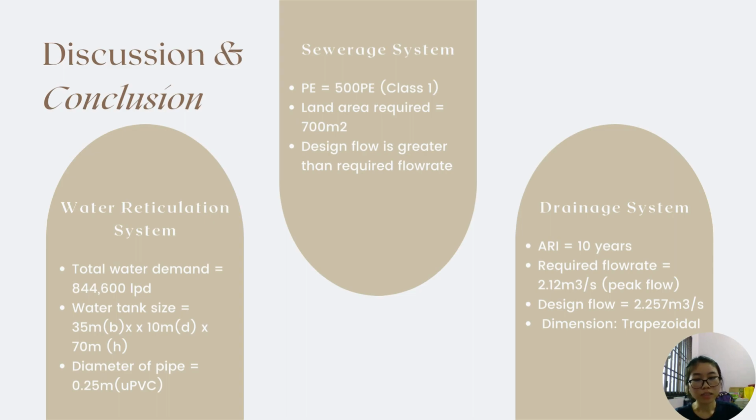For the drainage system, the composite drain used in the design is a 10-year ARI minor system. So the design flow for the composite drain is 2.12 meter cube per second for the peak flow. The composite drain is built up of two materials, concrete and stone. The proposed dimensions have been explained earlier, and the design flow rate is greater than the required flow rate. So that's all from us. Thank you.